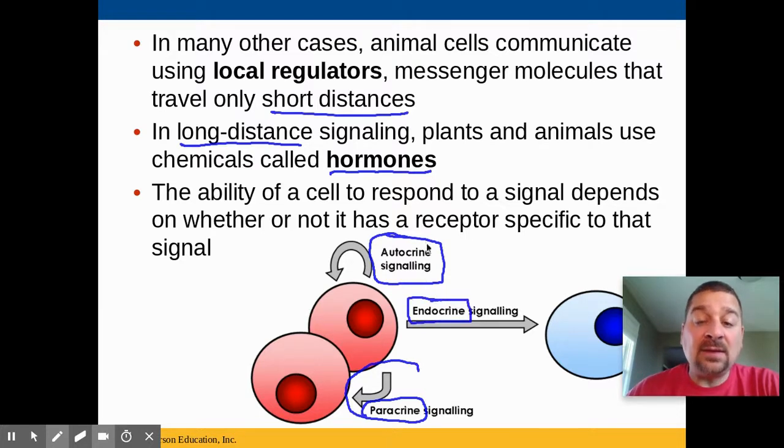And the ability of a cell to respond to that signal depends on whether they have the right receptors on their surface to respond to that signal or not. So even though it may travel throughout the plant's or animal's body, they will only affect the other tissues that have the receptors for that signal.